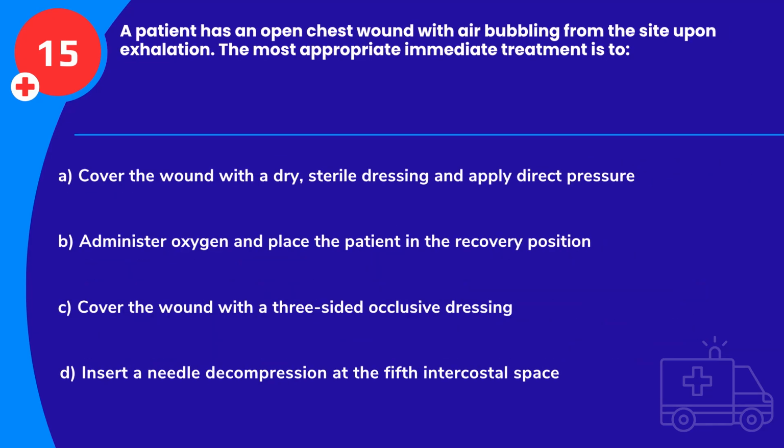Reassessment. Question 15. A patient has an open chest wound with air bubbling from the site upon exhalation. The most appropriate immediate treatment is to A. cover the wound with a dry, sterile dressing and apply direct pressure. B. Administer oxygen and place the patient in the recovery position. C. Cover the wound with a 3-sided occlusive dressing. D. Insert a needle decompression at the 5th intercostal space.